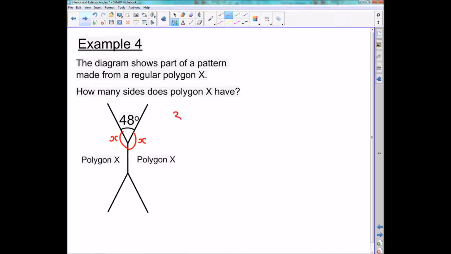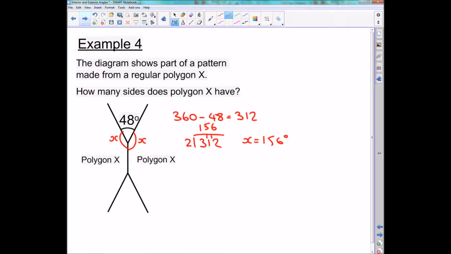So to do this, I'm going to do 360 take away 48, which gives me 312 degrees. And now we need to split this between the two equal angles, which is going to give me 1 with 1 left over. 2 into 11 is 5 with 1 left over. 2 into 12 is 6. So I know that x, or the interior angle, is 156 degrees.